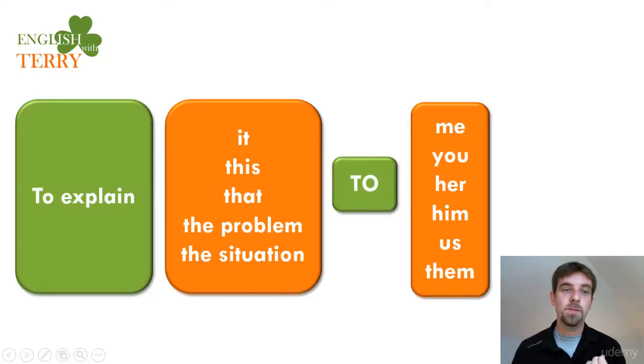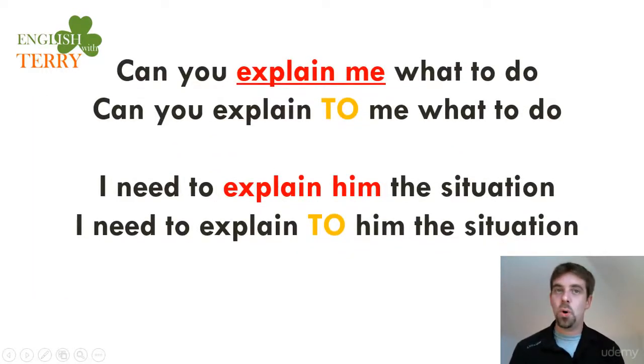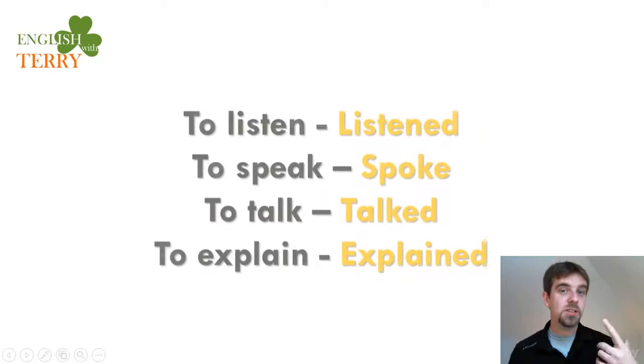Must have "to" before. The same idea here, right? To explain it, this, to me, to you, to him, to her. You see the idea? You must have "to" with these verbs. Can you explain me? No. Can you explain to me what to do? I need to explain him. No, we don't like that. I need to explain to him the situation. Okay? You're starting to see?